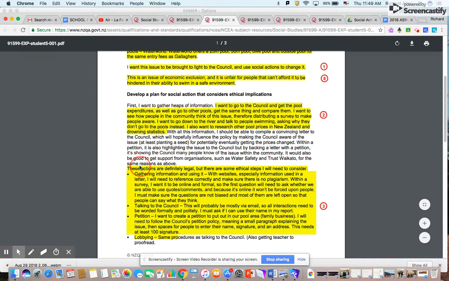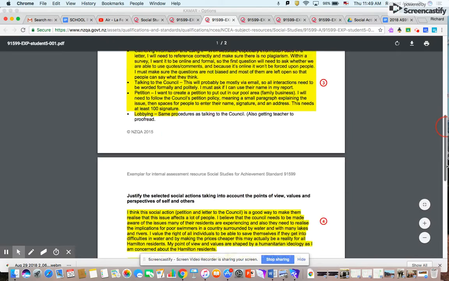And they've got here, these actions are definitely legal. There are some ethical steps I need to consider. So they're saying what they're doing. They're not going to plagiarize anything. They're going to do a survey. They're going to make sure the questions are not biased. When talking to the council, they're going to make sure the wording is formal and polite. When they're doing a petition, they're going to make sure that this needs at least 100 signatures. The lobbying, they're going to get a teacher to proofread. You're going to have to make sure that what you do is correct and done well. It's not just slap happy.